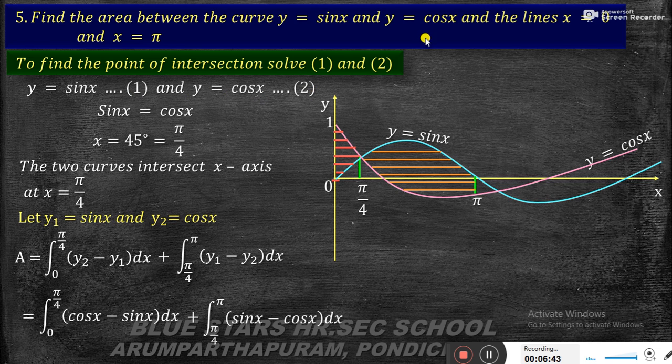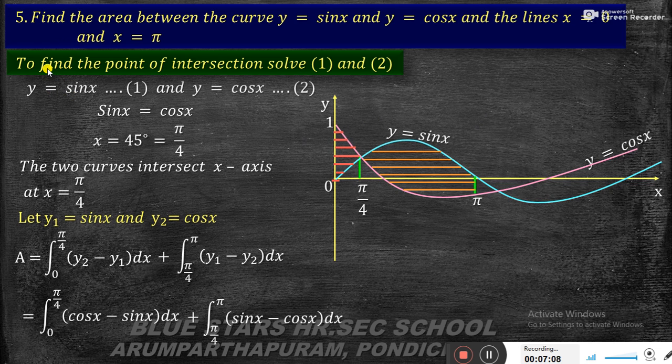Therefore the next step, you write it: y equal to sin x, y equal to cos x, the lines x equal to 0 and x equal to pi. Here x equal to 0 is along the y axis, and x equal to pi is a line, so from 0 to pi, the line is parallel to the y axis.